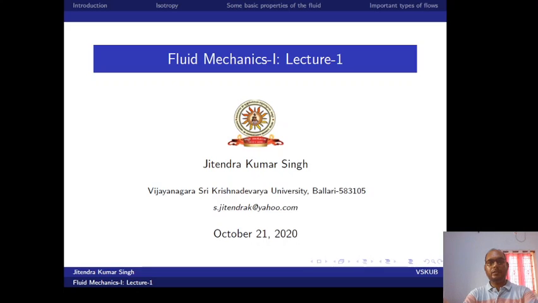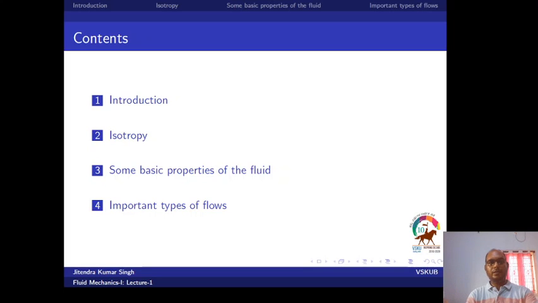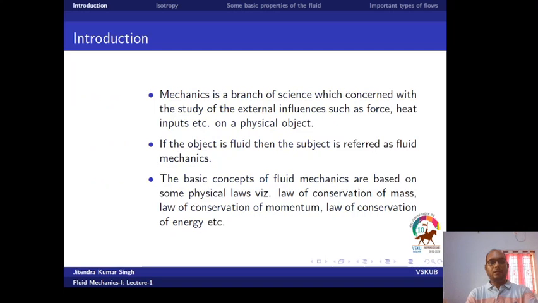In this first lecture about this course, we are going to discuss the fundamental concepts of fluid mechanics, basic properties of fluids, some special kinds of fluid, and different types of fluid flows. So the course content I divided into introduction, isotropic property of the fluid, some other basic properties of the fluid, and different types of flows. Now let us start.